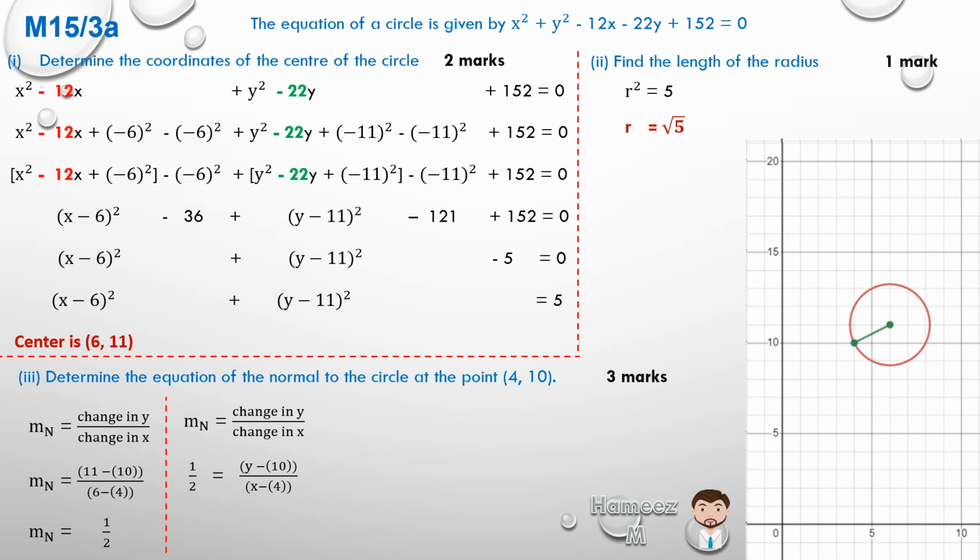We could have also used the coordinates of the center, and it will still give us the same equation. So we want to make y the subject of the formula. Let's carry the x minus 4 across. So we're going to get a half (x minus 4) is equal to y minus 10. So we can expand and carry the minus 10 across to the left. So we're going to get a half x minus 2 plus 10 is equal to y. So y is equal to half x plus 8. And that will be the equation of that green line, the normal to the circle.